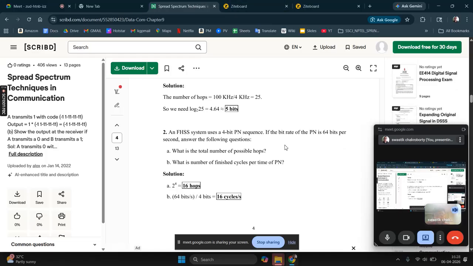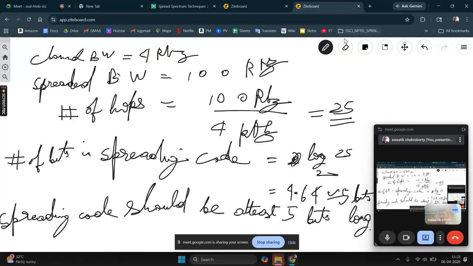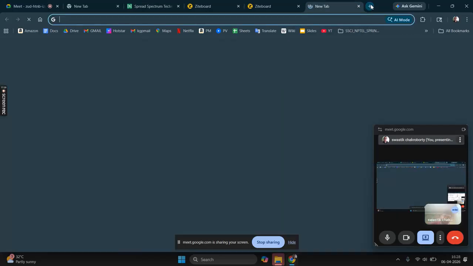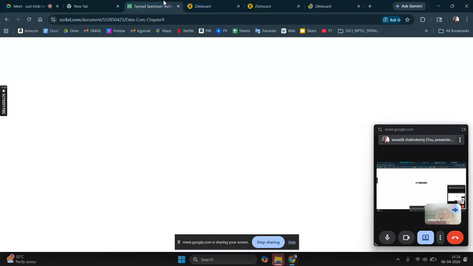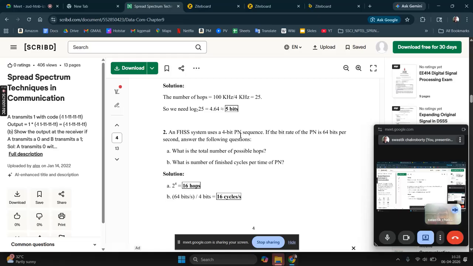An FHSS system uses a 4-bit PN sequence. If the bitrate of the PN is 64 bps, what is the total number of hops? So here, the next question, let's read it again. An FHSS system uses a 4-bit PN sequence and the bitrate is 64 bits per second. So what is the possible number of hops?